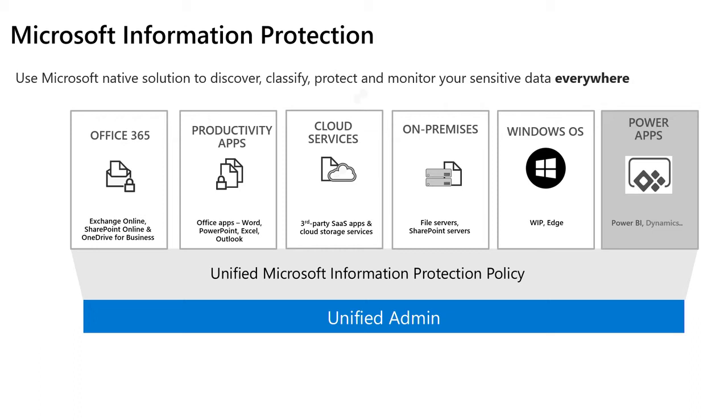The second one was we wanted to use the one set of labels everywhere, in all apps, in Office, in Azure, and in any other place. And the third one, we wanted it to be everywhere. Then we're in pretty good shape right now.